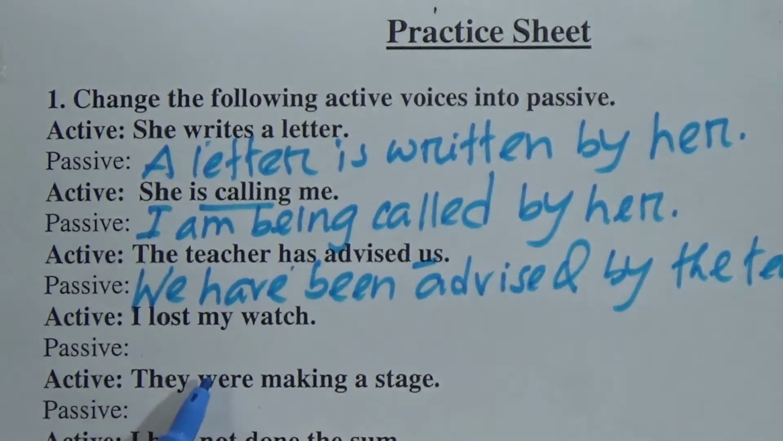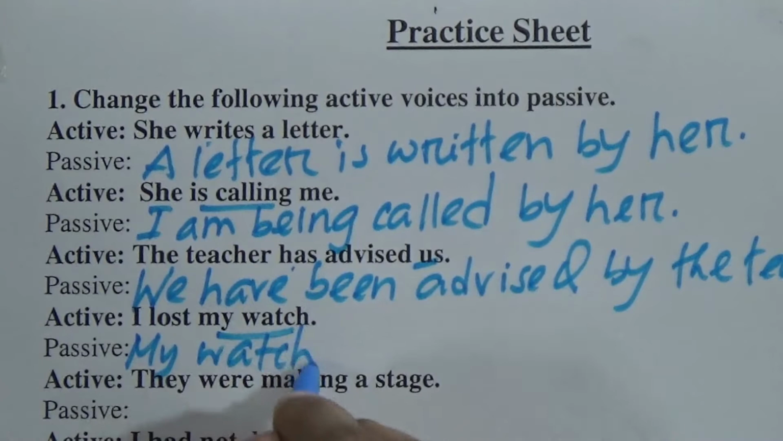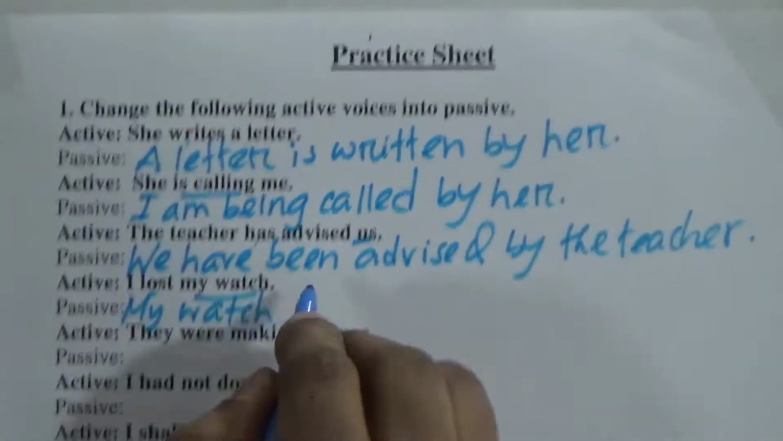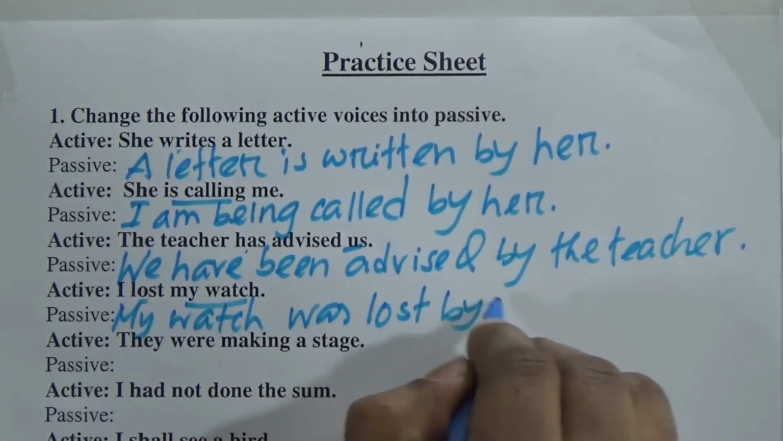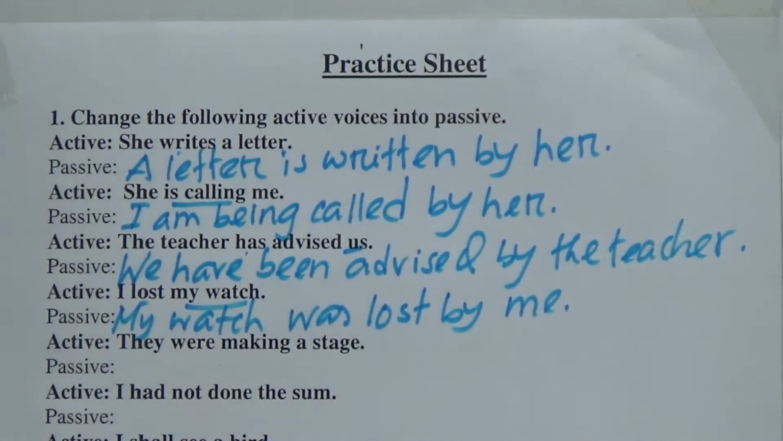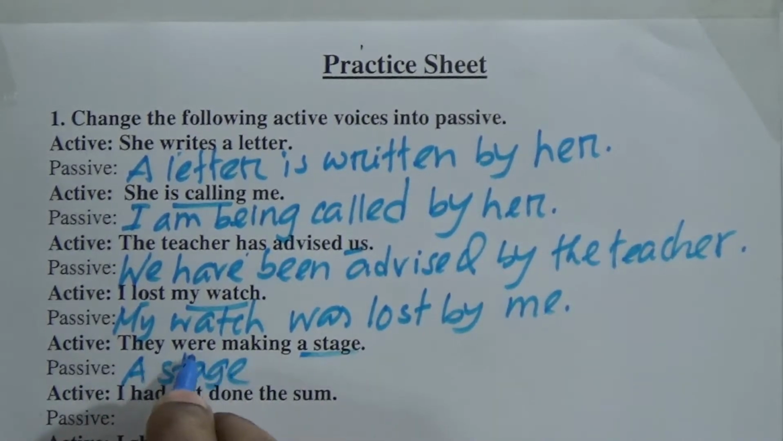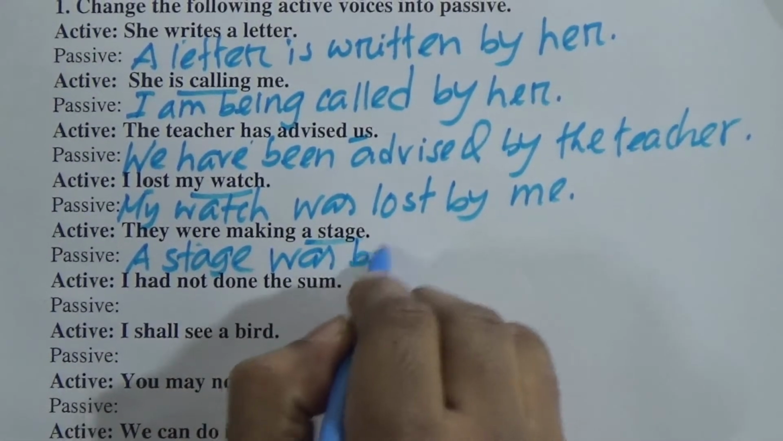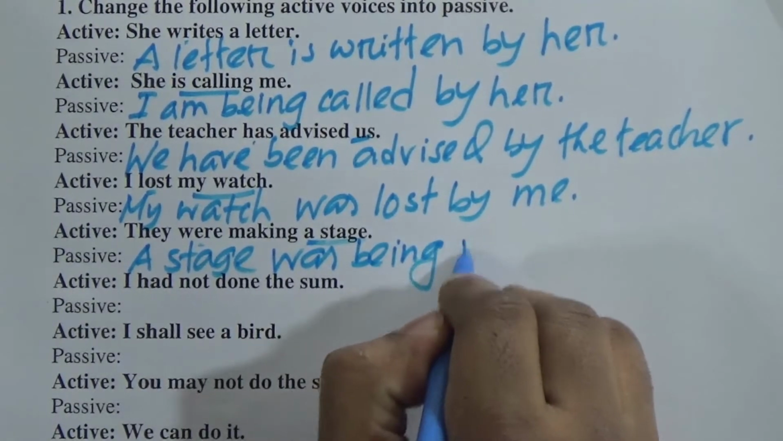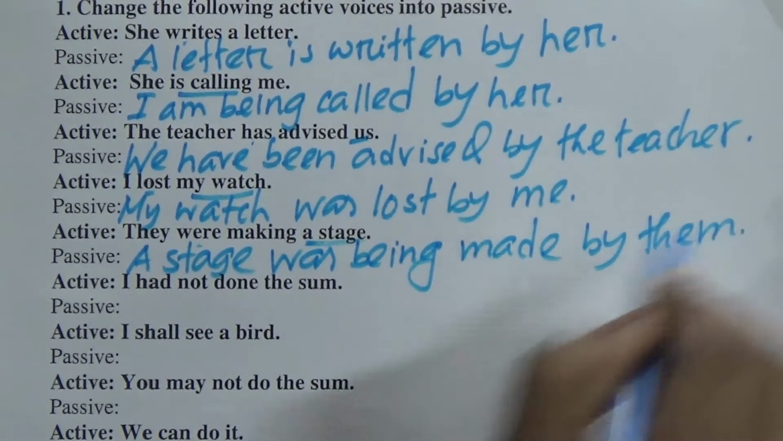I lost my watch. In this sentence, my watch is the object. This will be the subject: my watch. So lost is the past indefinite tense. We have to use was. Past participle of the main verb: lost, by I will be me in the objective form. They were making a stage. A stage here is the object. We have to make it the subject: a stage, and they were making is past continuous tense. We have to use the auxiliary verb was being, were being. A stage, that's why we have to use was being. Past participle of the main verb: made, by they will be them at the end.